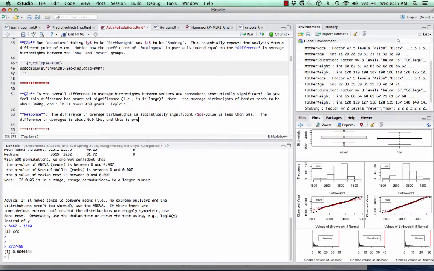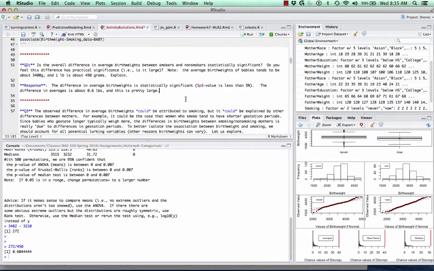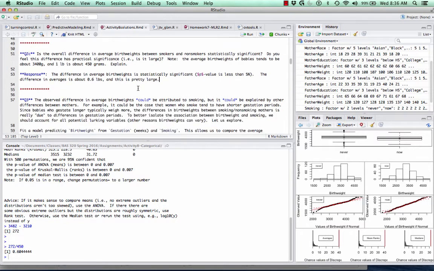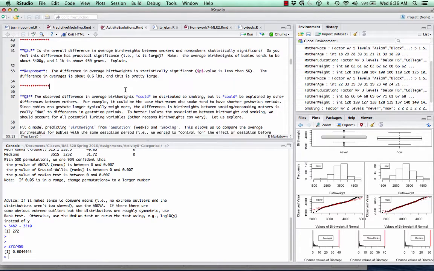And this is pretty large. If you look up the average birth weight of babies, you would find that it is typically around maybe 7.5 pounds or so. So a difference of 0.6 pounds on average is pretty big and really feels like a large difference here. All right, so I would say that yes, it has practical significance as well. So this is definitely worth investigating.